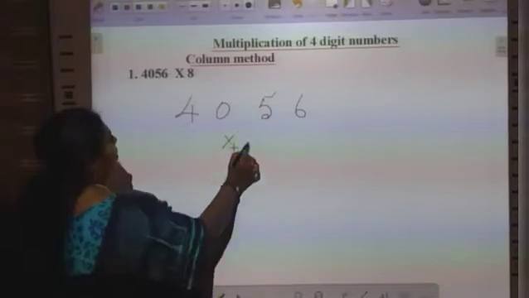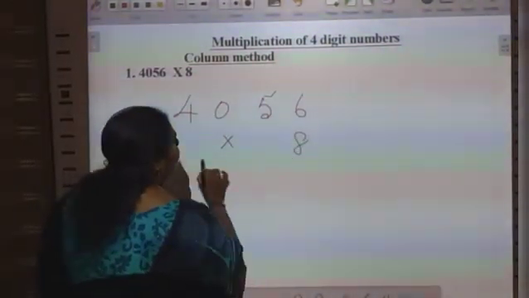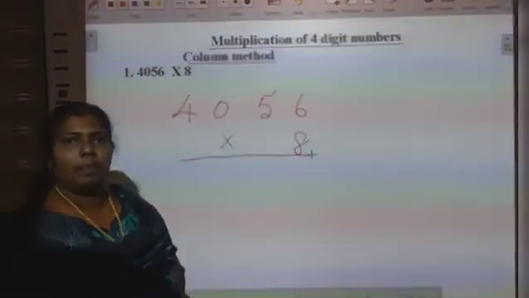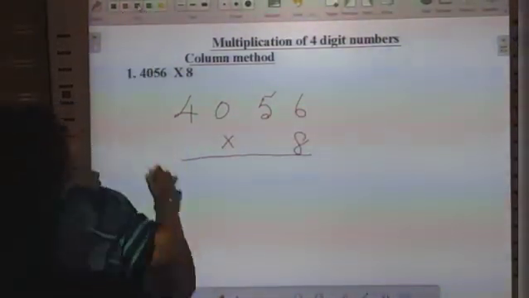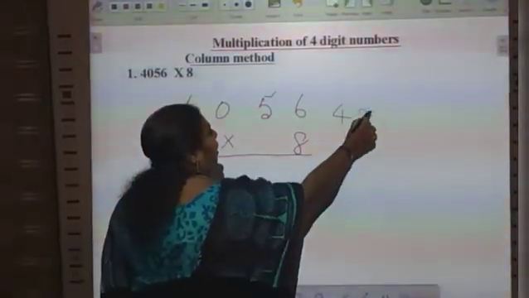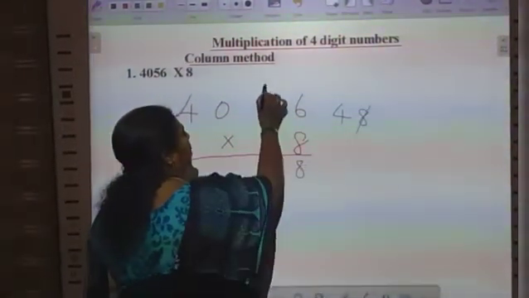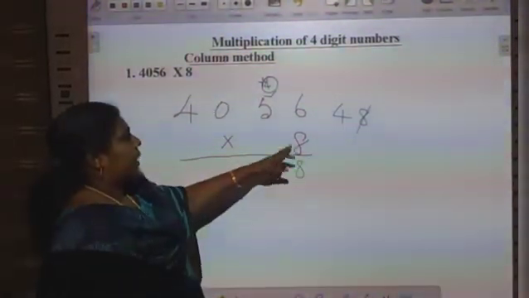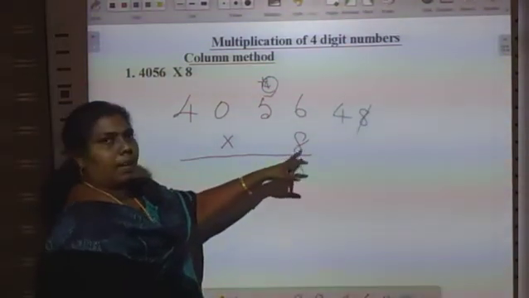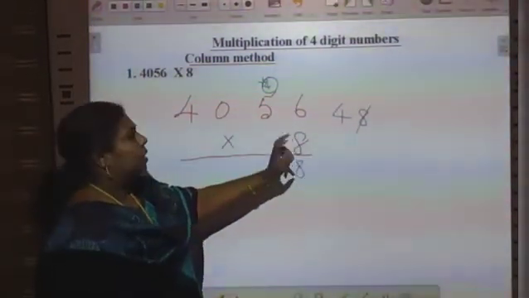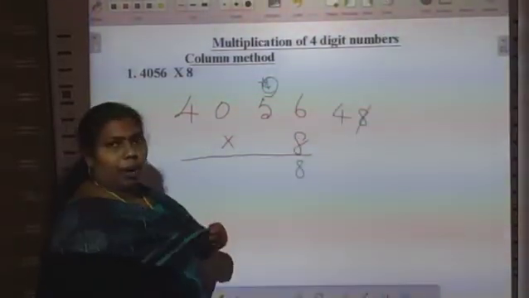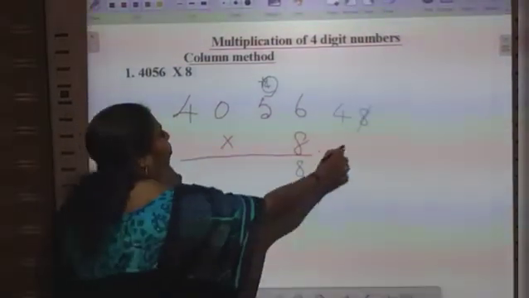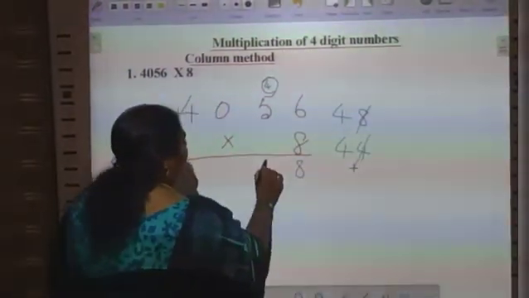4056, then multiply by 8. Here we are going to use which table? The 8th table, right? Yes. 8 times 6 is how much? 48. But only 8 you are going to write here, and 4 is carry over, right? Then next we multiply the multiplicand. This is the multiplicand, this is the multiplier, right? Multiply 8 into 5. 8 times 5 is 40. 40 plus 4 is 44. But 4 you have to write, and this 4 is carry over.